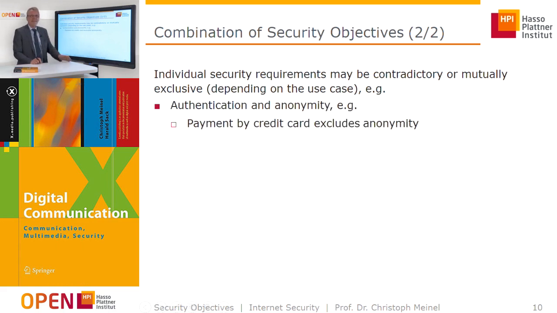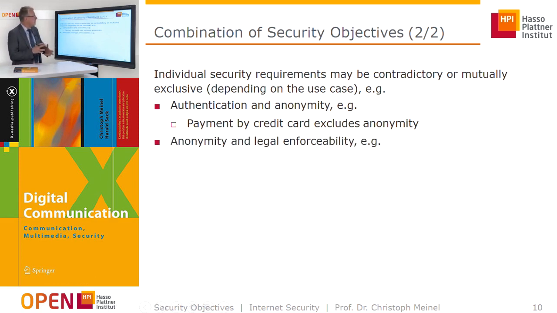So the individual security requirements are changing from person to person. And sometimes such individual security requirements can even contradict each other. For example, authentication and anonymity. If a person makes a payment with a credit card, the person needs to be authenticated to make clear that it comes from the right credit card. On the other side, there is a wish not to leave traces, so that others cannot see what was bought. But both cannot be realized at the same time.